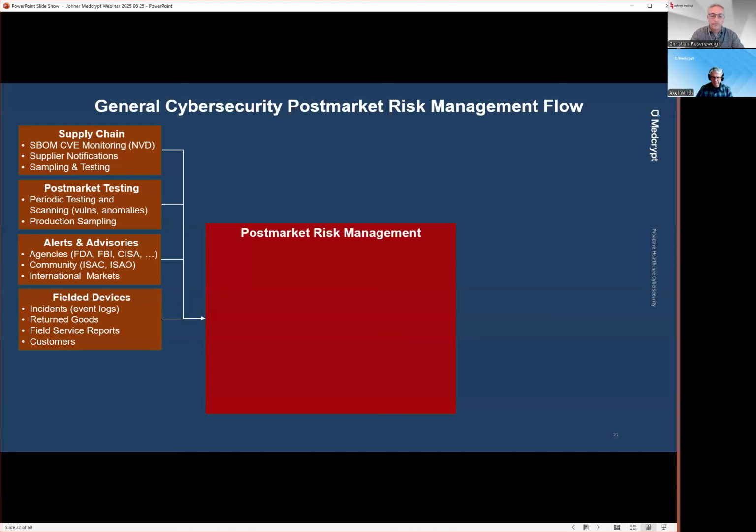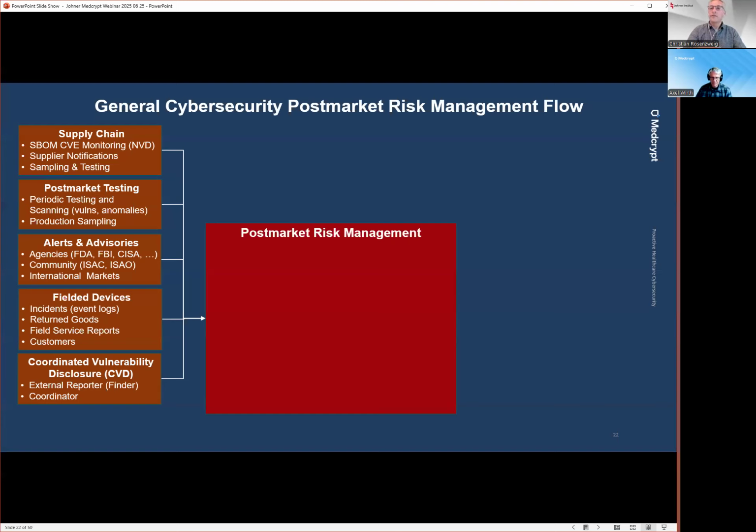As for your fielded devices, look at incident and event logs. Inspect returned goods for cybersecurity indicators as well. Look at field service reports, listen to your customers. They may be reporting things to you. Implement a coordinated vulnerability disclosure process, which allows an external reporter, such as a security researcher or finder of a vulnerability, to report it back to you, either directly or via a coordinator.